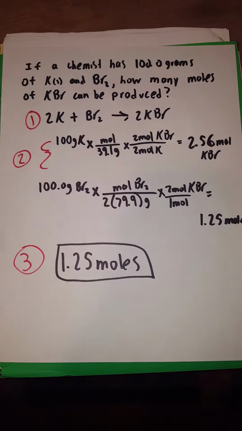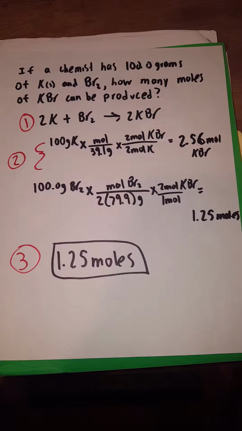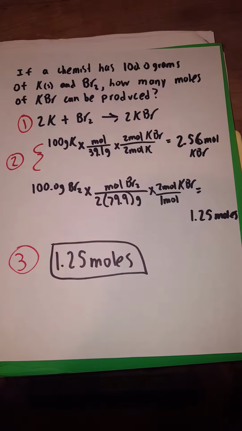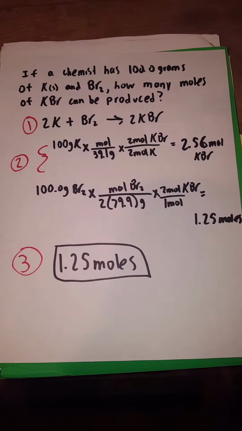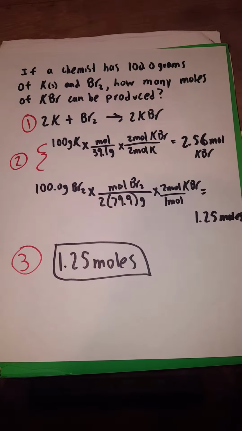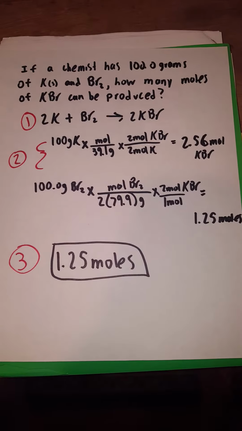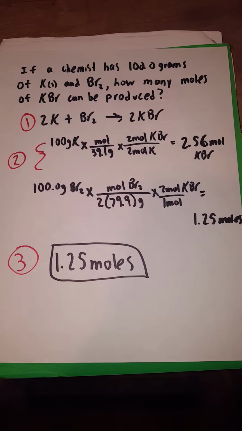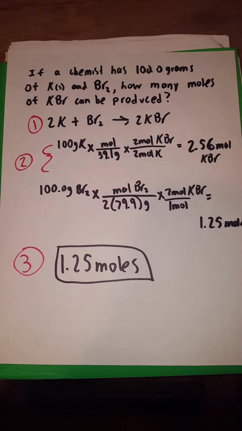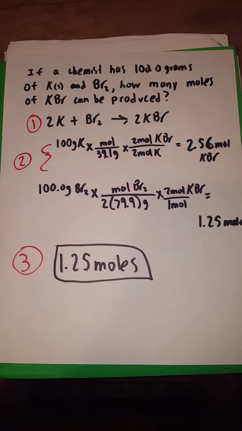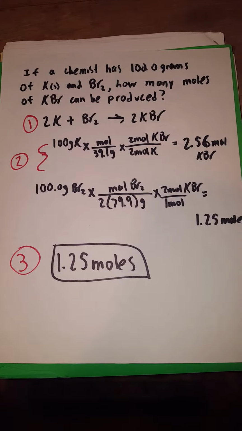Alright, so the question here is, if a chemist has 100 grams of both potassium and diatomic bromine, how many moles of potassium bromide can be produced? So step one here is to draw your chemical equation. Almost always you're going to want to draw that chemical equation right before you start, just to find your mole to mole ratios.